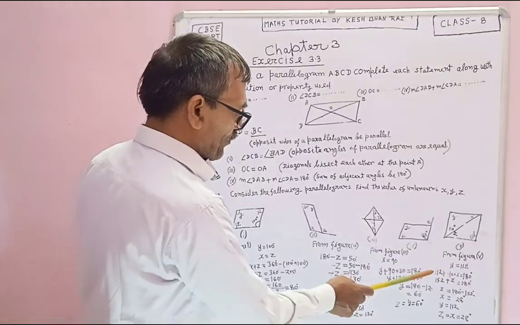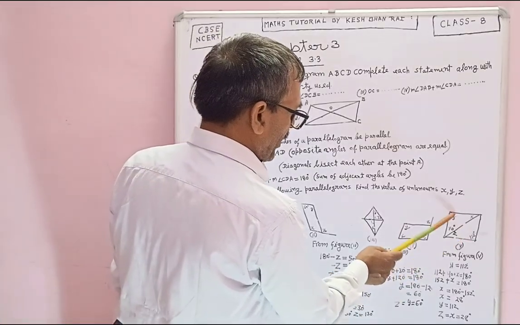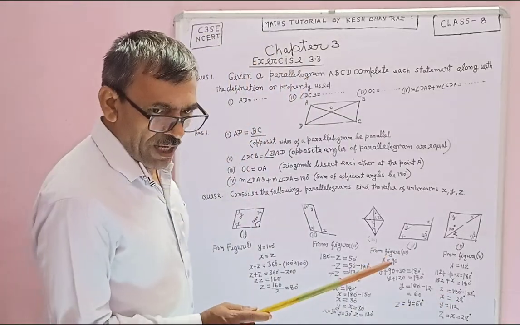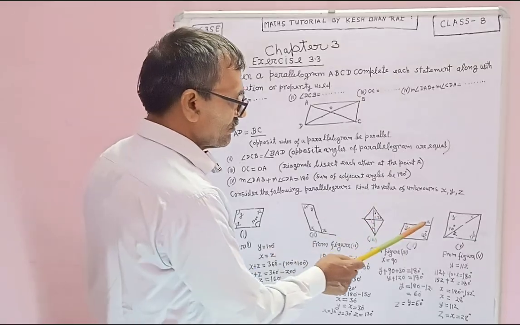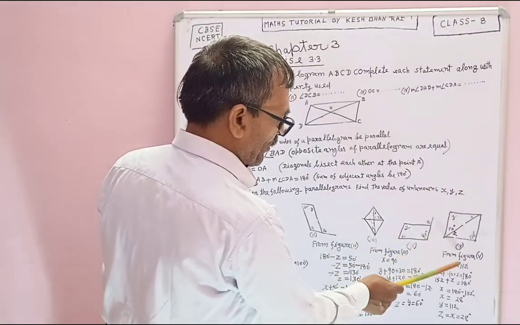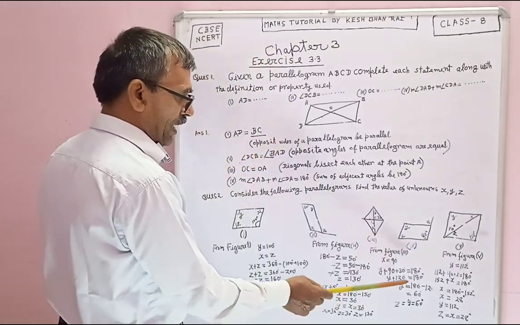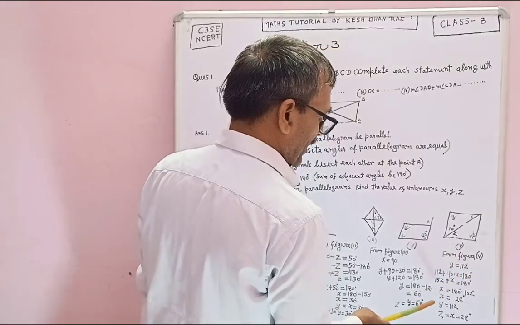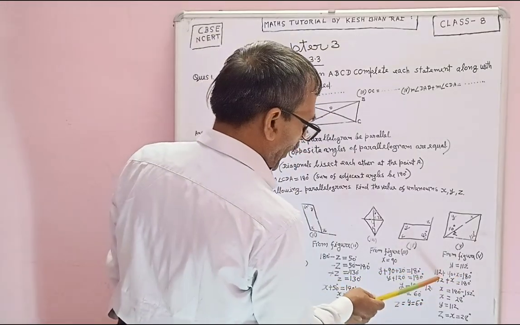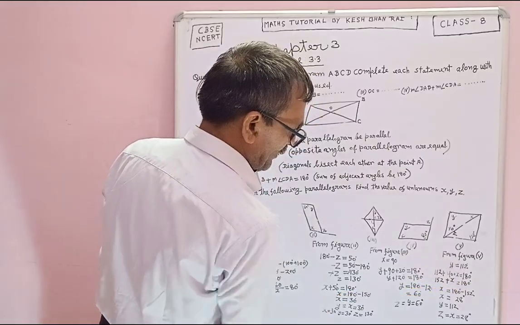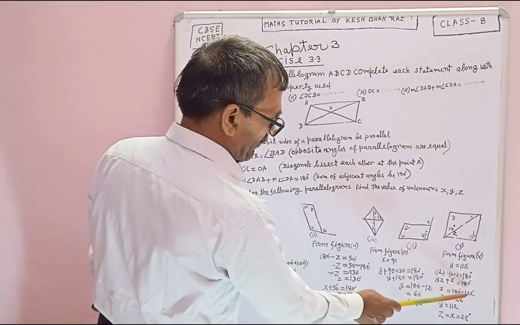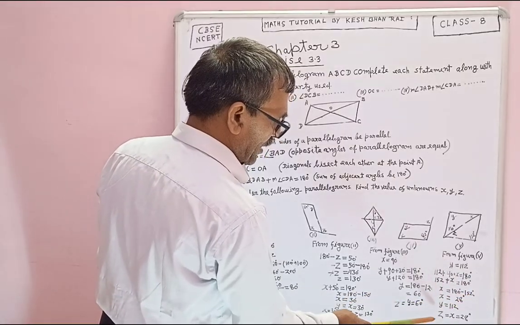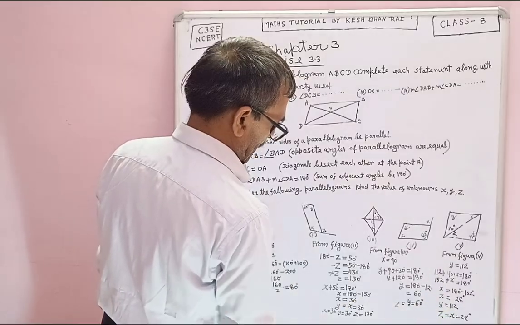From the fifth figure, y is equal to 112 because opposite angles of a parallelogram are equal. So y is equal to 112. 112 plus 40 plus x is equal to 180. Therefore 152 plus x is equal to 180. x is equal to 180 minus 152, x is equal to 28, y is 112, and z is equal to x is equal to 28.